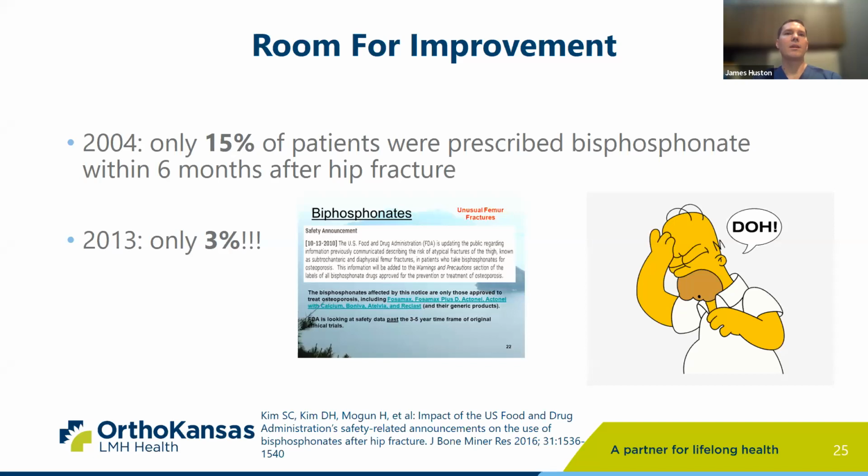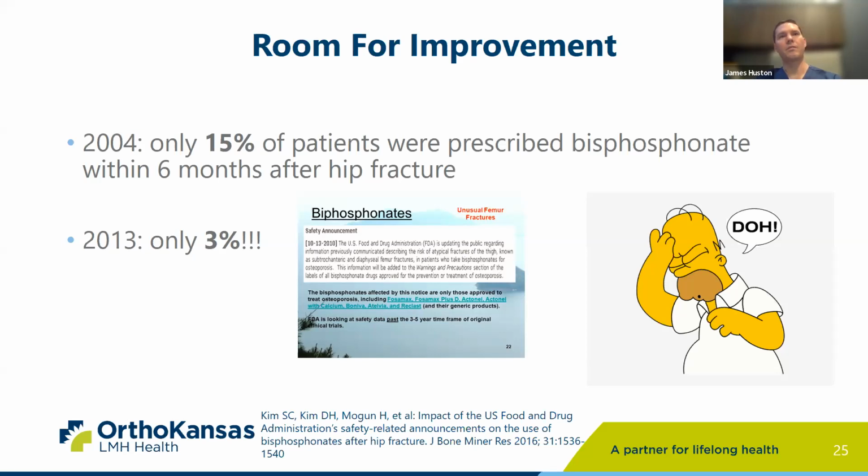So looking at, as I mentioned, identifying patients who are at risk and getting that process started. Over the years, we have not been great at this in America or in the world. A study in 2004 showed that only 15% of patients were prescribed a bisphosphonate within 6 months after a hip fracture. So basically, 6 out of 7 patients were not getting started on that medication that could potentially prevent a subsequent fragility fracture.